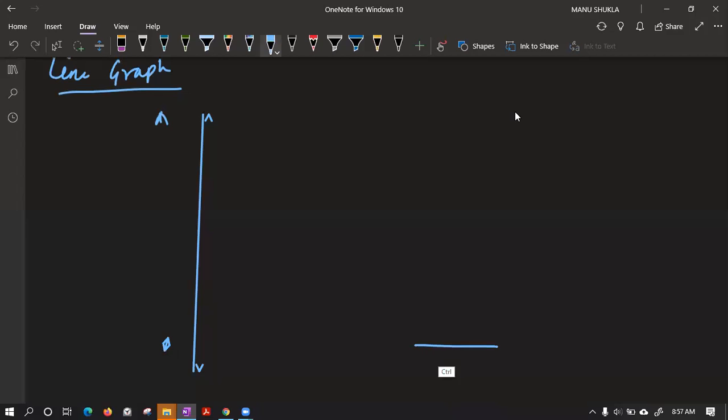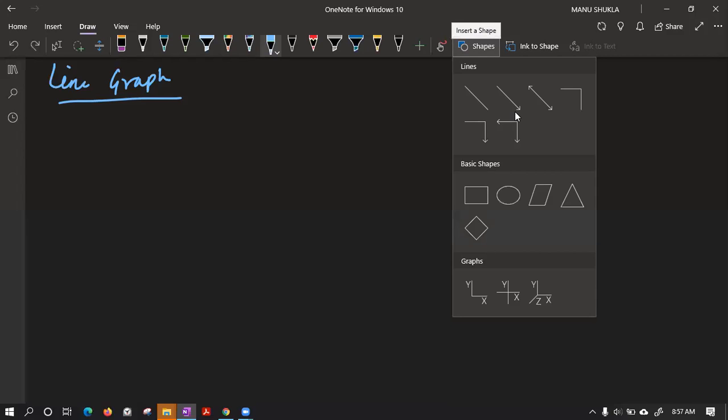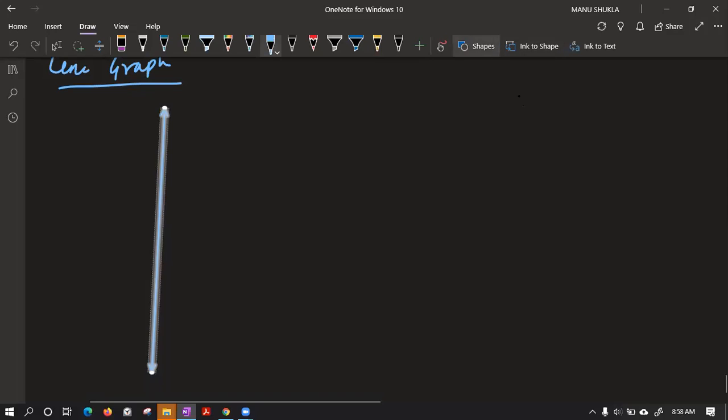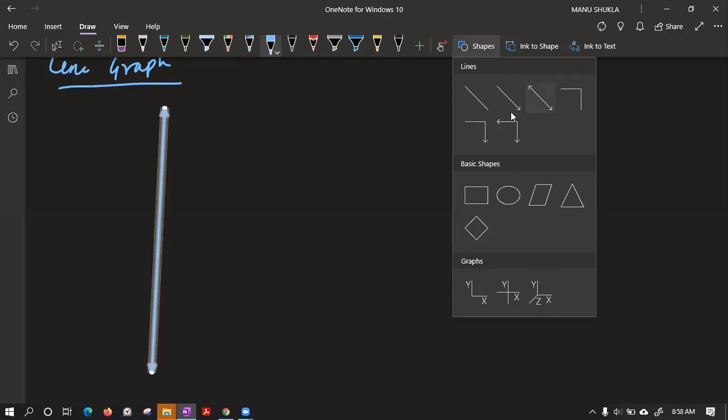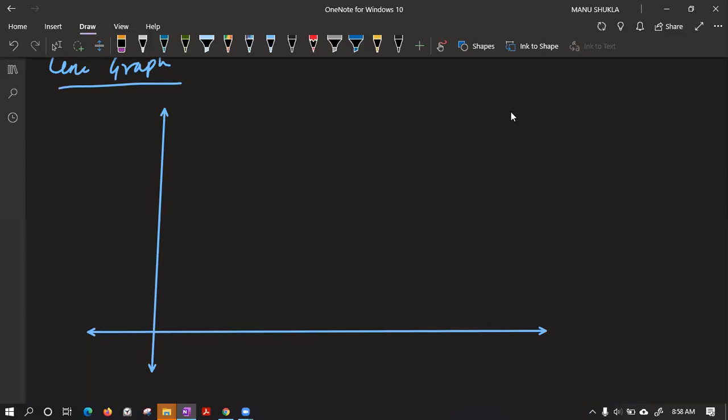Let me take it again. It's becoming slow day by day. Suppose this is your y-axis. Let me take the x-axis. So we all know x-axis and y-axis are number lines only, but they are perpendicular to each other.